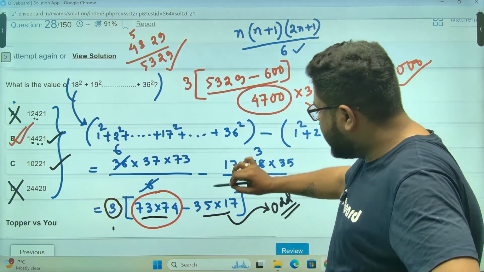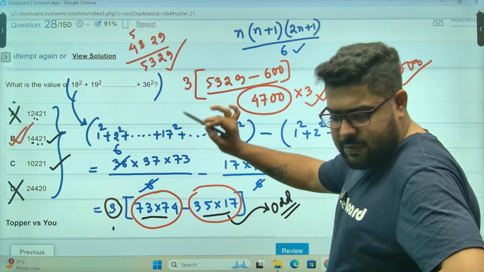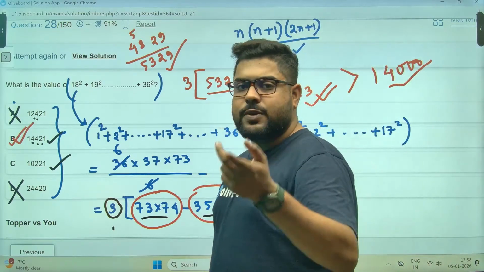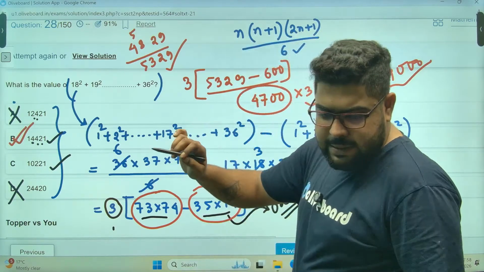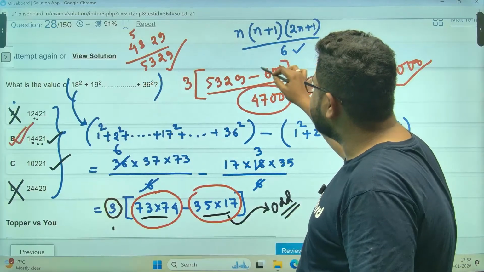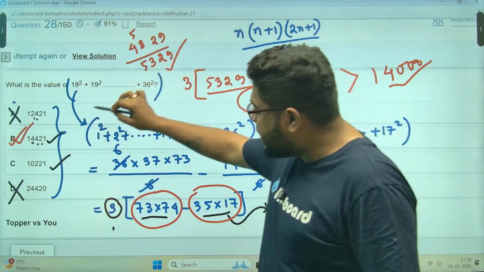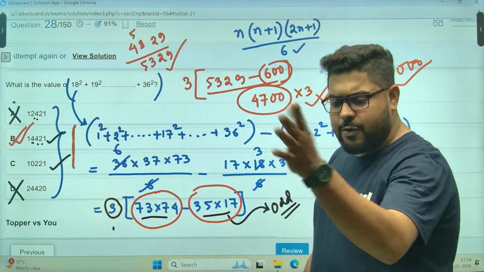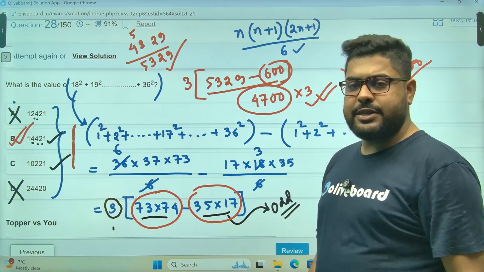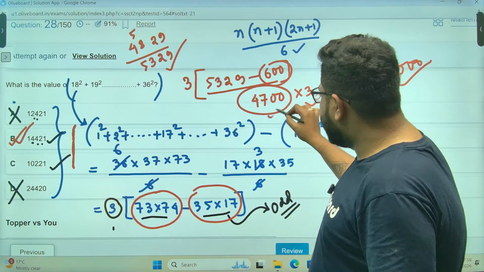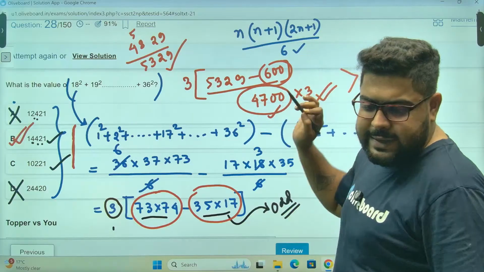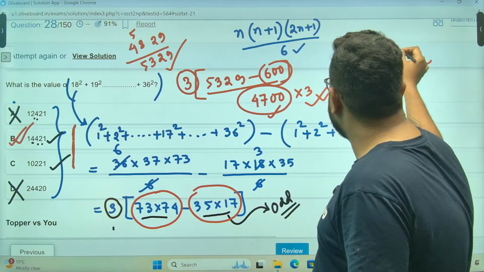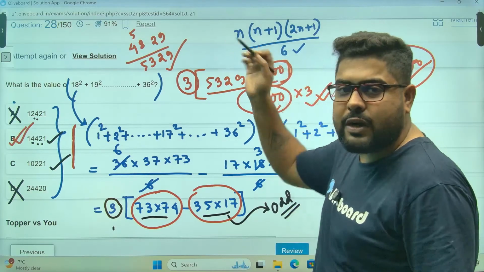Okay. Now, 35 into 17, what have I done? 17, I've taken this 34. 17 square is 289, double, I've taken almost 600. Because I can see the gap is 4,000, I can do my weird calculation, my approximations. So my difference is almost 4,700 into 3, sir. So 47 into 3 is almost 14,000.